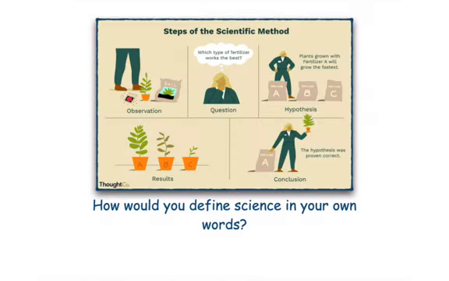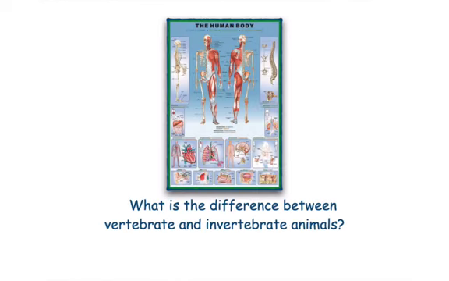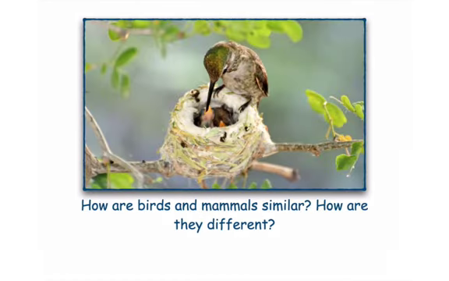How would you define science in your own words? What is the difference between vertebrate and invertebrate animals? How are birds and mammals similar? How are they different?